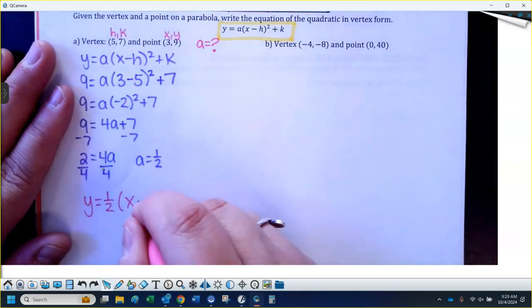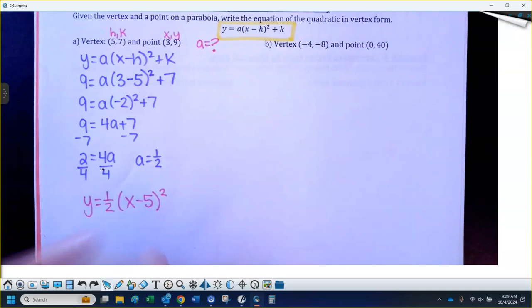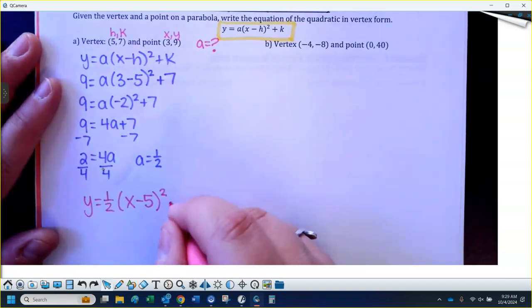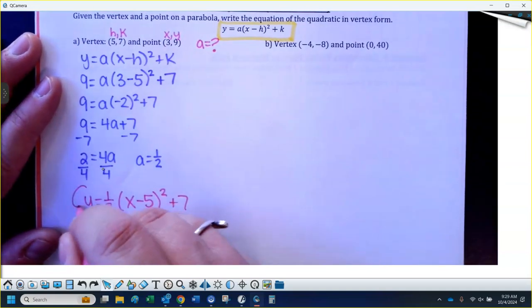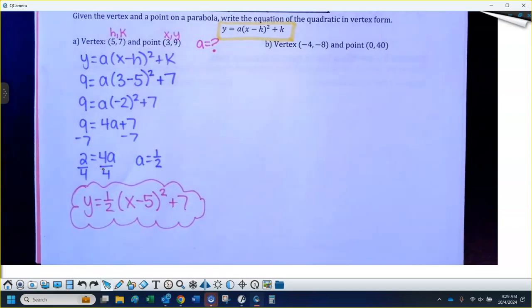So h is 5, so it's going to look like a -5. And don't forget the squared, because if you don't have the squared, you don't have a quadratic. So it's x minus 5, that's squared. And then on the outside, the y coordinate of the vertex was 7. So in vertex form, that would be the equation of the parabola that has that vertex that goes through that point.